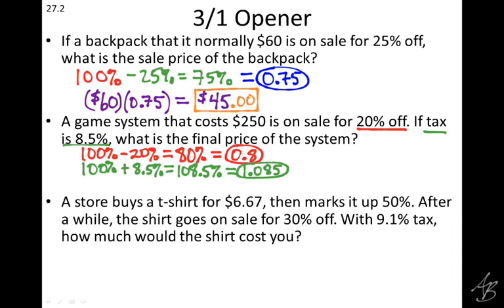Multiply both of those things by the 250, the original price. So it started out at 250. So I'm going to take that 250 and multiply it by 0.8. That gives me the 20% discount. But then I'm also going to multiply it by 1.085. That adds in the tax for us. And let's first write down what the calculator gives us, and then we'll deal with any rounding or anything we might have to do after that.